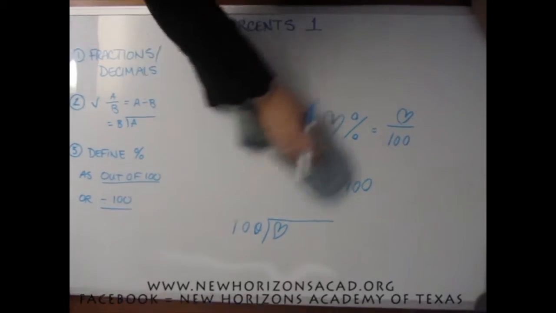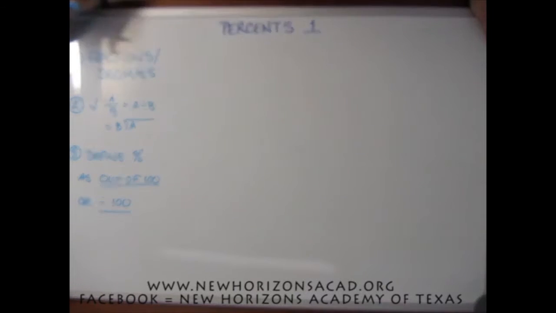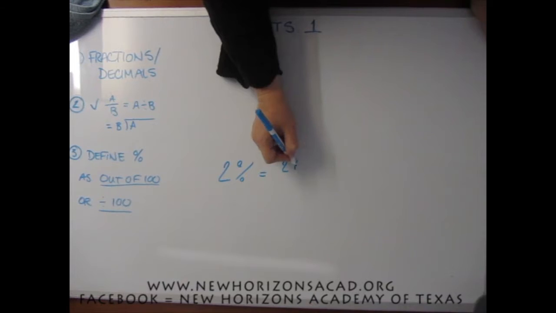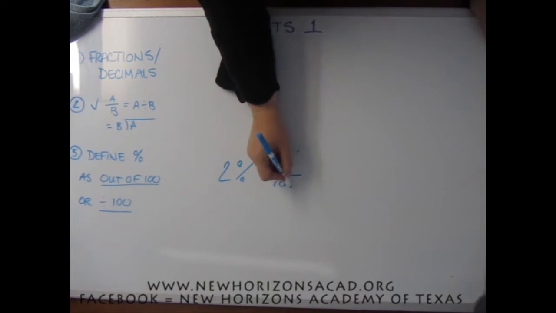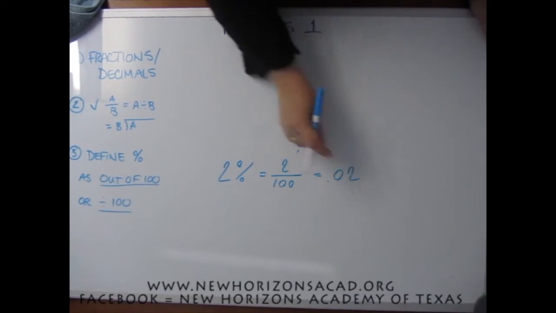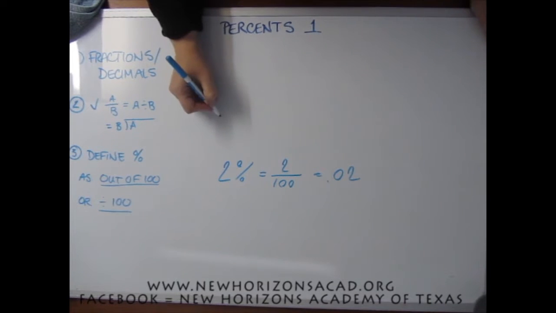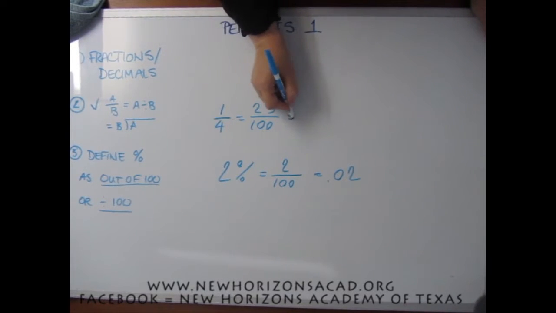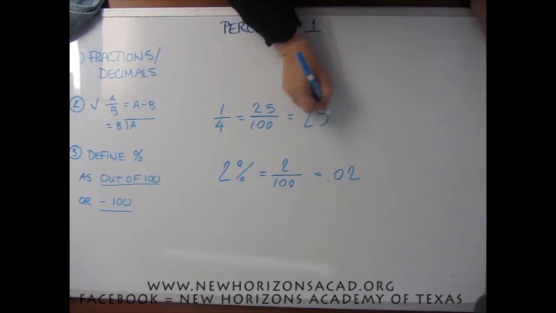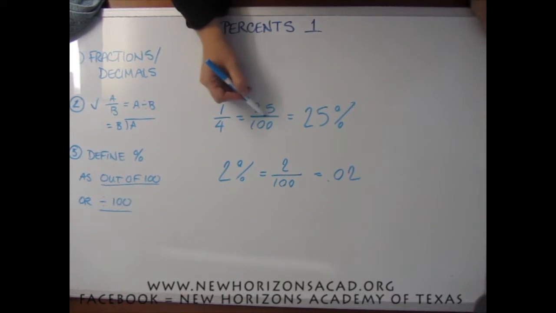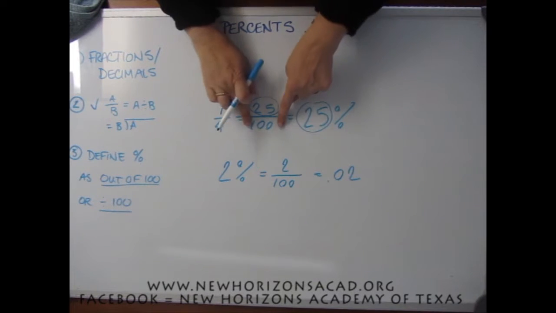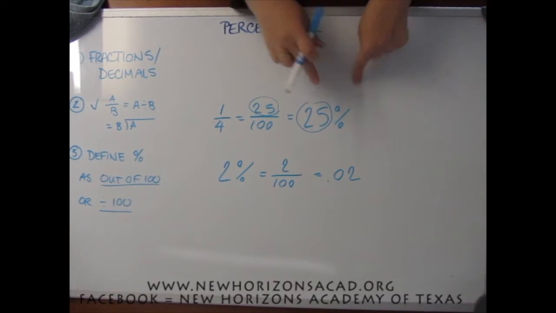Let me give you an example of that. 2% is 2 divided by 100 is 0.02. 1/4 is the same as 25 hundredths is 25%. So again, whatever it is over 100, that's what it is in percents, because divided by 100 means percent.